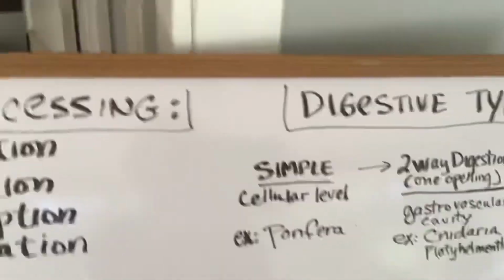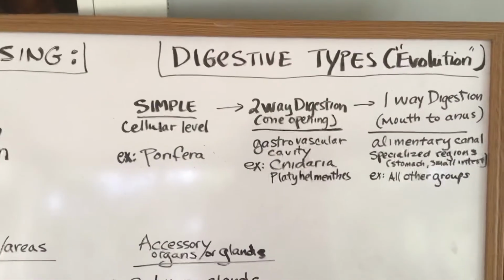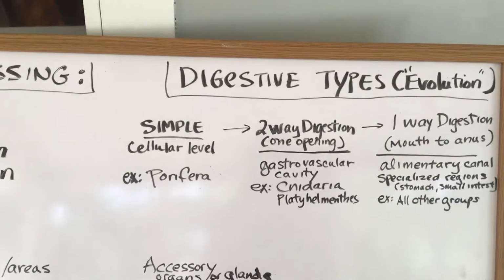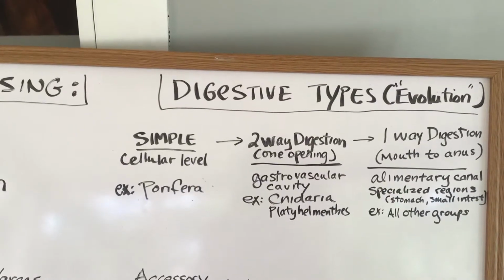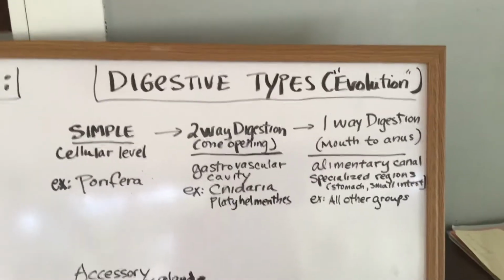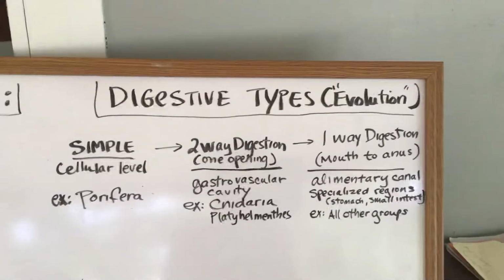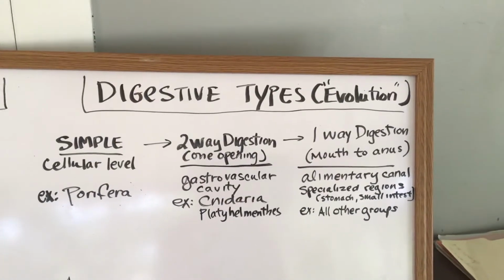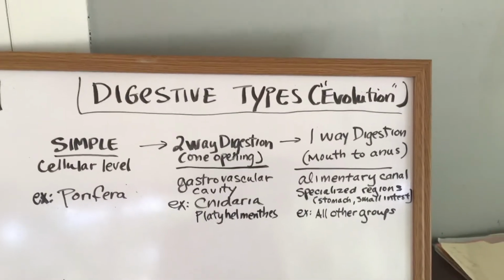Now, just looking at the different types of digestive systems, we first start off with simple digestion. You remember that a lot of organisms, single-celled organisms certainly, but in the animal groups, sponges, were getting materials on the cellular level. And even in the next type, which is two-way digestion, that is one opening or gastrovascular cavity, the cells are still basically getting it on the cellular level, but they're getting it inside of a cavity that water goes in and out of. For example, Cnidaria or Platyhelminthes.